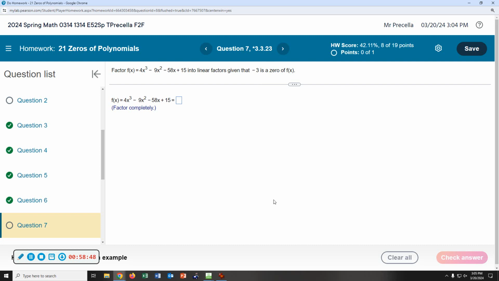Number 7. F of x equals 4x cubed minus 9x squared minus 58x plus 15. And they tell us that -3 is a 0. That means k is going to be -3. Write it as k equals now. I was the one that told you to write it like that, okay?